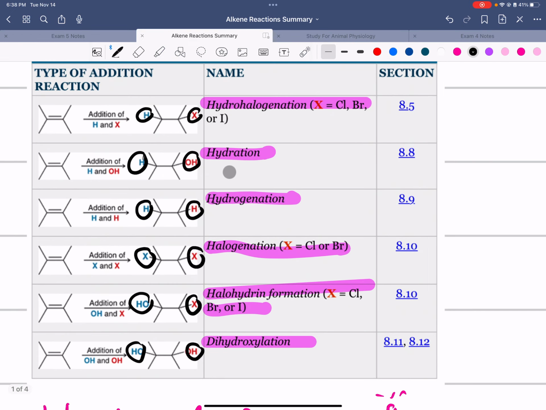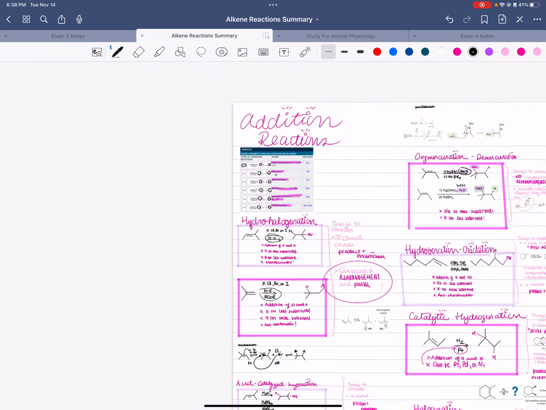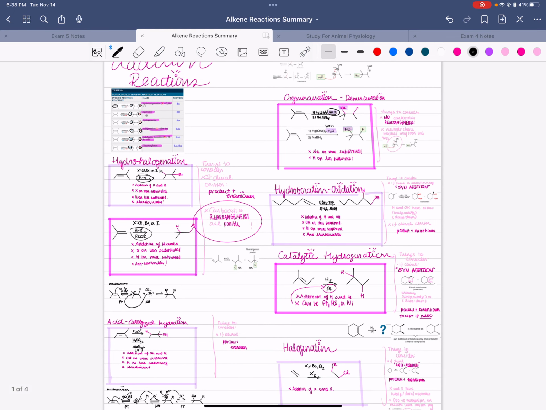On addition reactions, we technically break the double bond, and then we're adding two different groups, one group to one side of the double bond and another group on the other side of the double bond. Knowing that, that's how we get to all of the reactions that we learned for chapter 8.